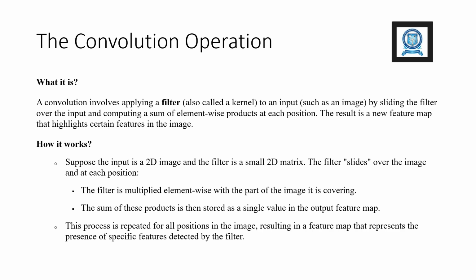How it works. Suppose the input is a 2D image and the filter is a small 2D matrix. The filter slides over the image and at each position the filter is multiplied element-wise with the part of the image it is covering. The sum of these products is then stored as a single value in the output feature map. This process is repeated for all positions in the image, resulting in a feature map that represents the presence of specific features detected by the filter.